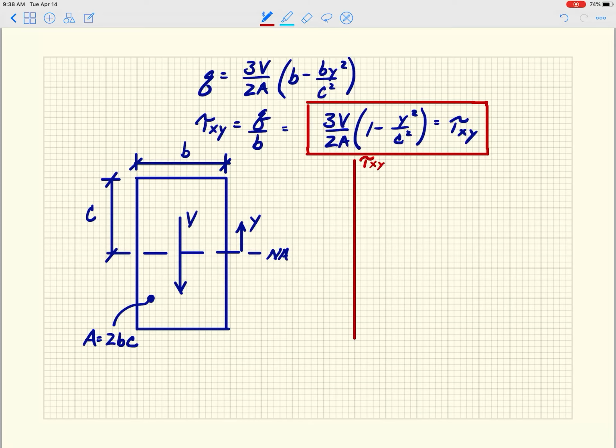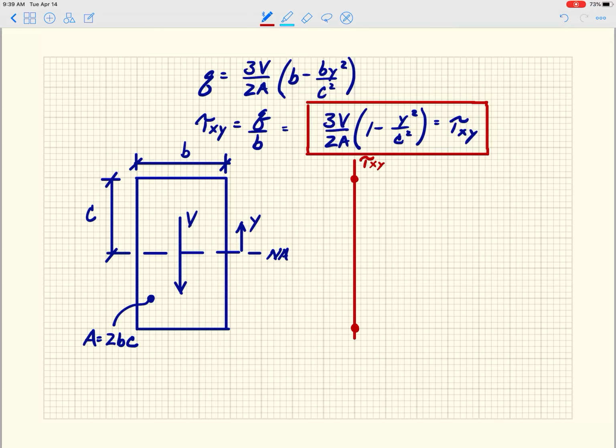At the top and the bottom, when y equals c or y equals minus c, what you can tell is that that term there is going to go to 1. And 1 minus 1 is 0. So the shear stress vanishes at the top and bottom of the cross section, right? So this is where the shear stress is 0, and at the bottom of the cross section, it's also 0.